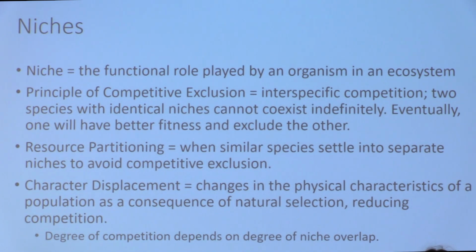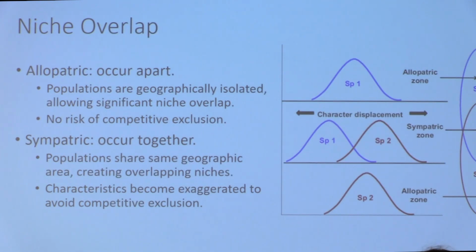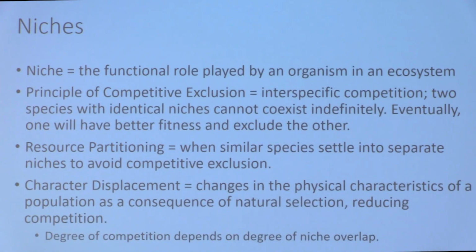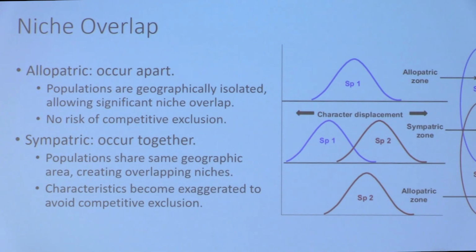And the degree of competition, as well as the degree of physical characteristic change, depends on the degree of niche overlap. So when we have a sympatric population, which, to go over that again, sympatric occurs together, when we have populations that share the same geographic area, that creates a niche overlap.